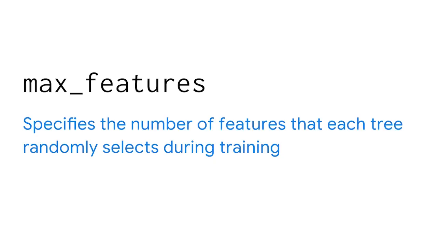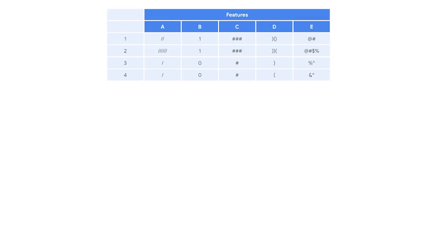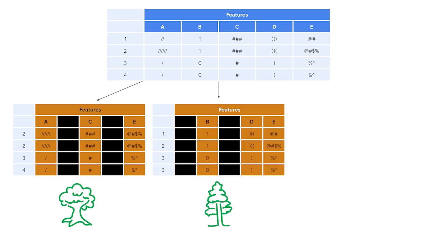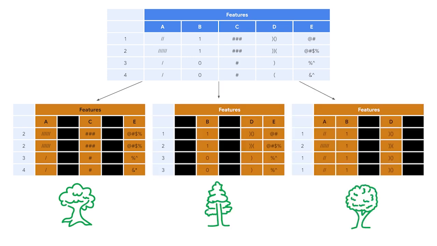This first hyperparameter controls the randomness of the trees, and it's called max features. This setting specifies the number of features that each tree selects randomly from the training data to determine its splits. For example, if you have a dataset with features A, B, C, D, and E, and you build a random forest model with max features set to 3, your first tree might use features A, C, and E to determine its splits, and the next tree might use features B, D, and E, and so on.